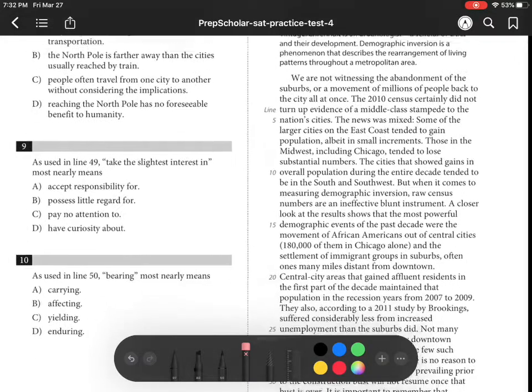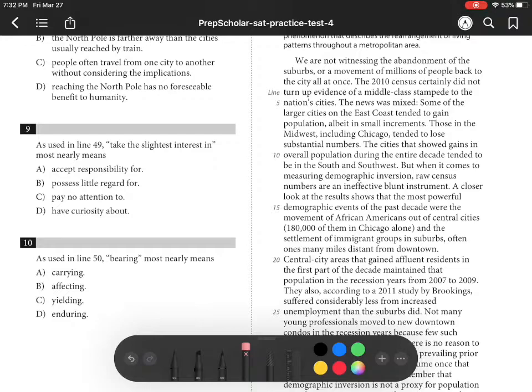a movement of millions of people back to the city all at once." Then it talks about census data, which shows that the population of people in the country isn't necessarily moving away from cities and towards suburbs or vice versa, back to the city all at once, which is what he stated in the first passage. He says the news is mixed. So some larger cities were gaining population, some other cities were losing population.